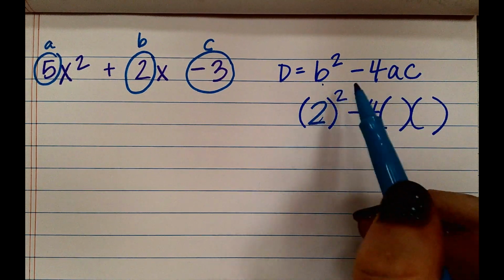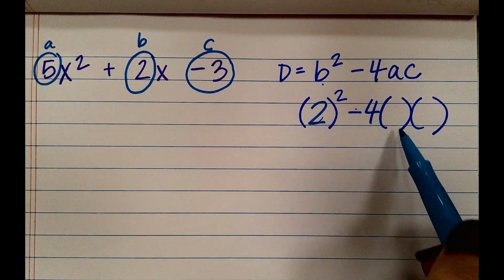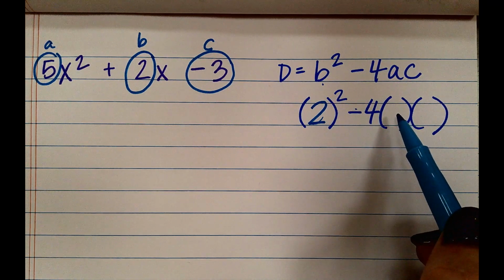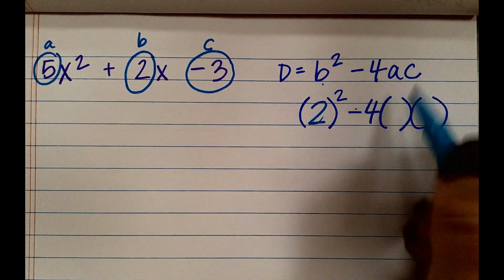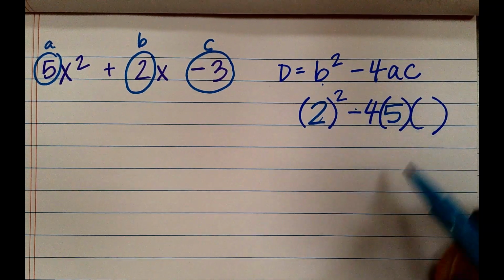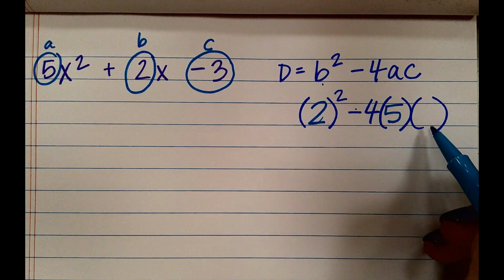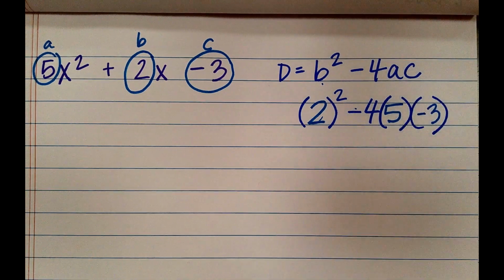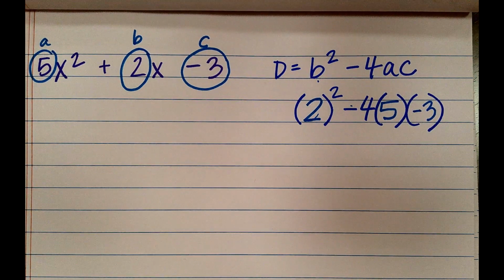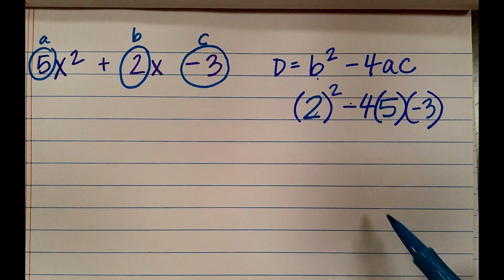Now we have 2 squared minus 4 times what? 5. Yes. Times 5 times C. What's that? Negative 3. Good job. Okay. So now I have 2 squared minus 4 times 5 times negative 3.